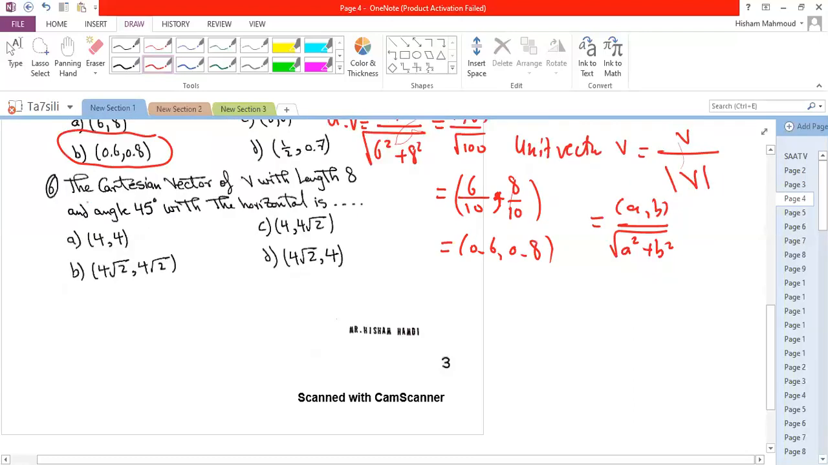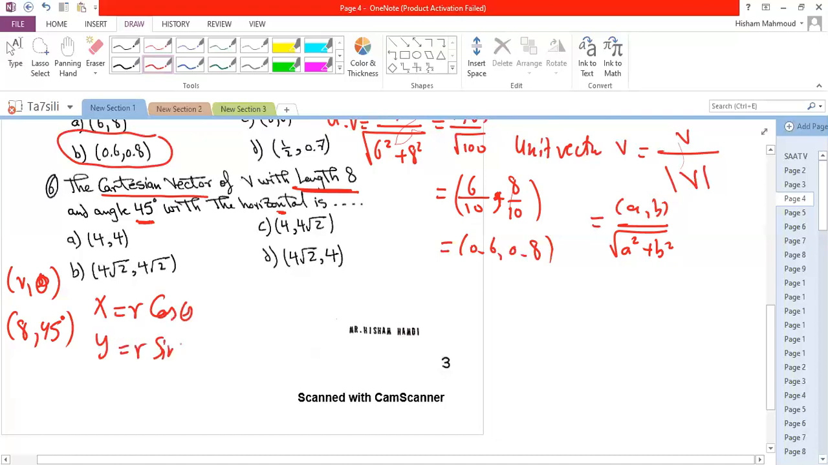Last question on the first page, number 6: the Cartesian vector V with length 8 and angle 45 degrees to the horizontal. It's the same as question 1, but question 1 was a force and angle. This one is like R and theta, the polar form. So you have R as the radius 8 and theta as 45. And you want to find the Cartesian vector. It means you want to find X and Y. X is equal to R cosine theta, and Y is equal to R sine theta.